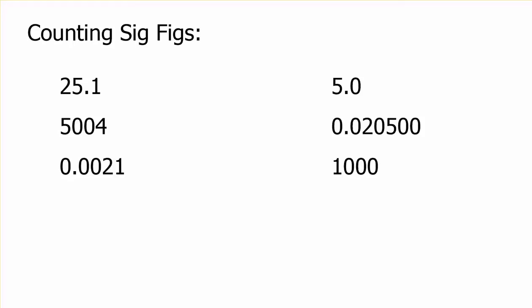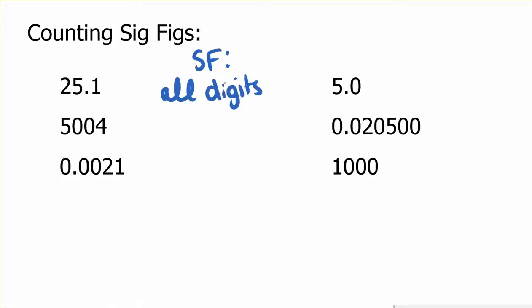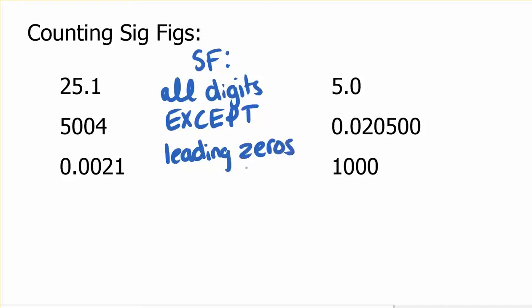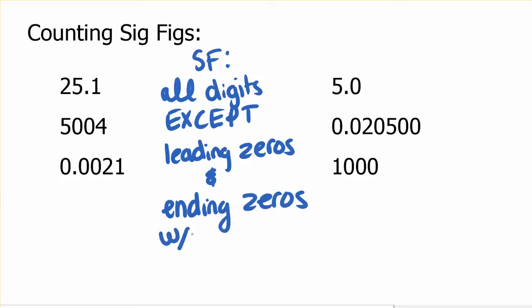Before we start doing calculations, we need to look at numbers and decide which digits count as significant figures. There are longer ways to state the rules, but here's a simple way. Significant figures are all digits except leading zeros and ending zeros with no decimal shown.